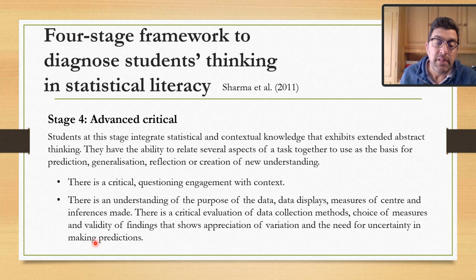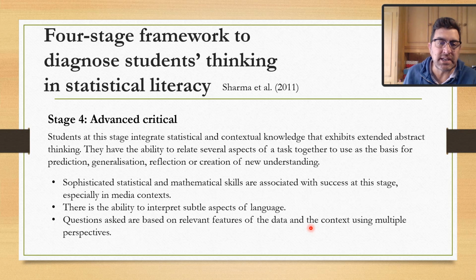uncertainty in making predictions. So here the child starts getting comfortable with the uncertainty that statistical reasoning affords in terms of its reasoning and in terms of its answers of questions. And a child can also appreciate why variation, what it means to the question at hand, and interpret what that variation actually tells us about the data.